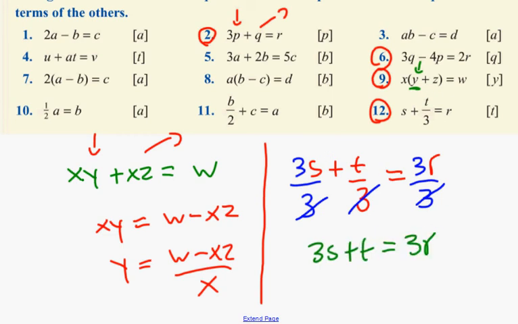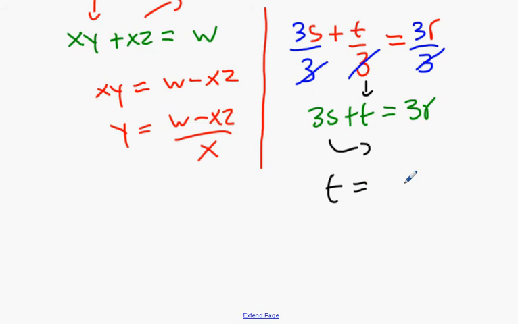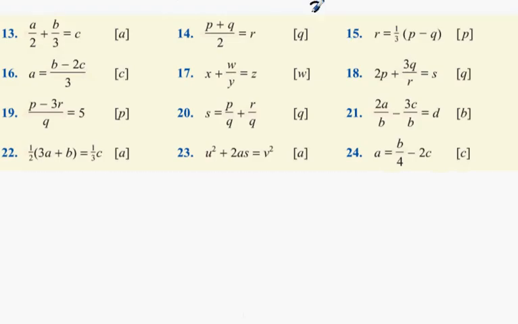Which letter are we looking for on its own? So where does the 3s go? T equals 3r minus 3s. Is that okay? Now, so far I've done 2, 6, 9 and 12. They roughly took me only a matter of 4 minutes. They're quite quick.